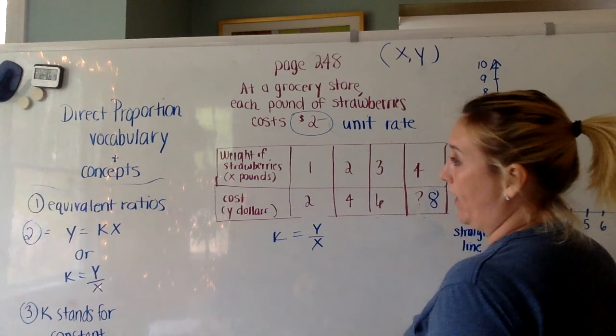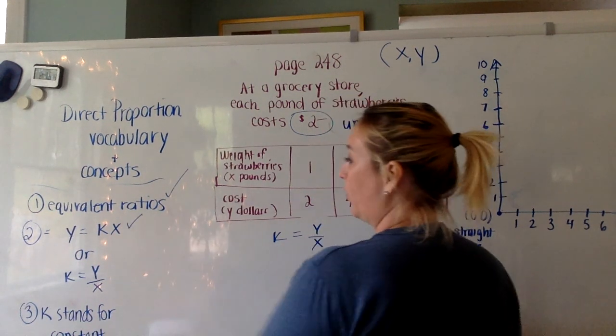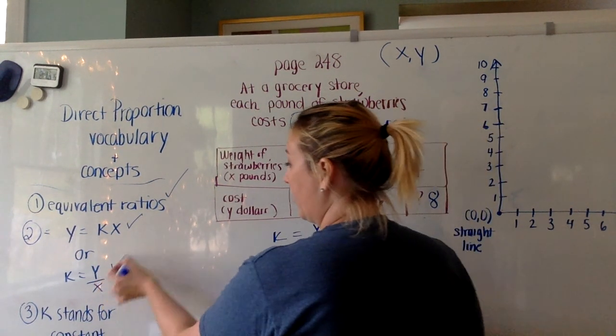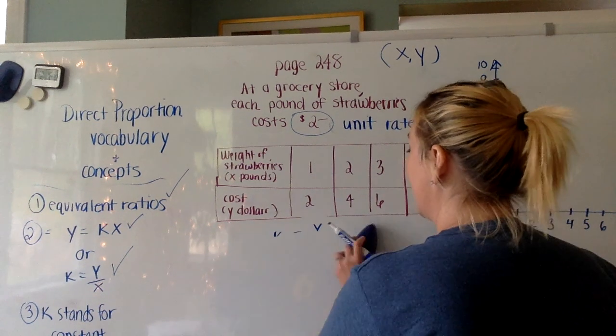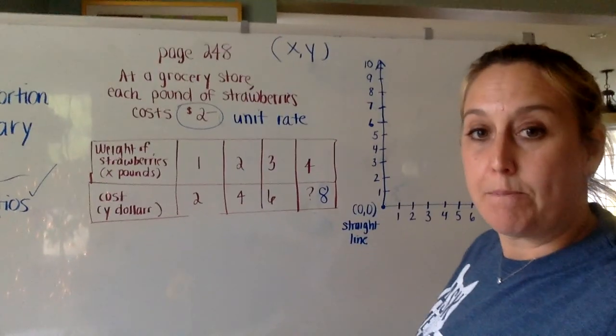The fourth way, so we've learned this formula as a way to check direct proportion. The final way is by graphing.